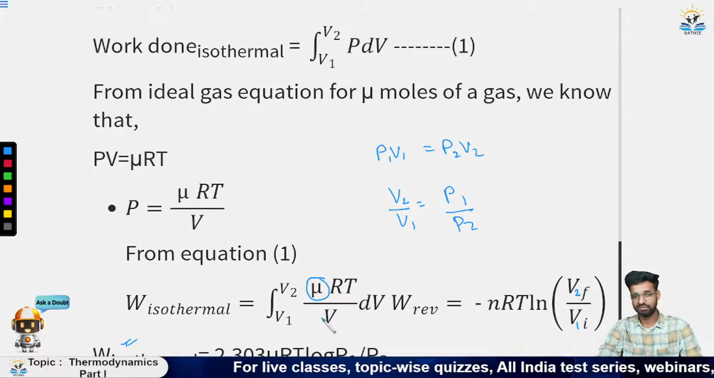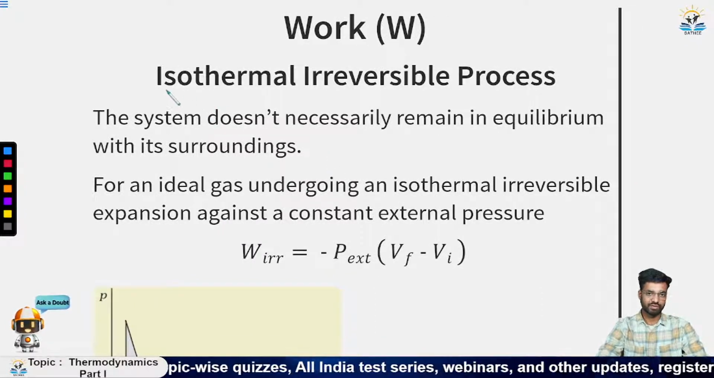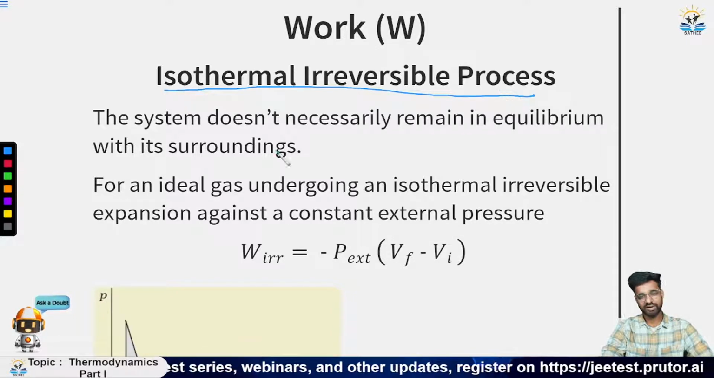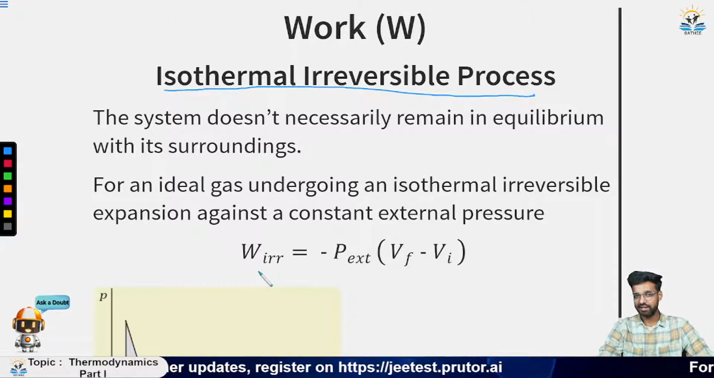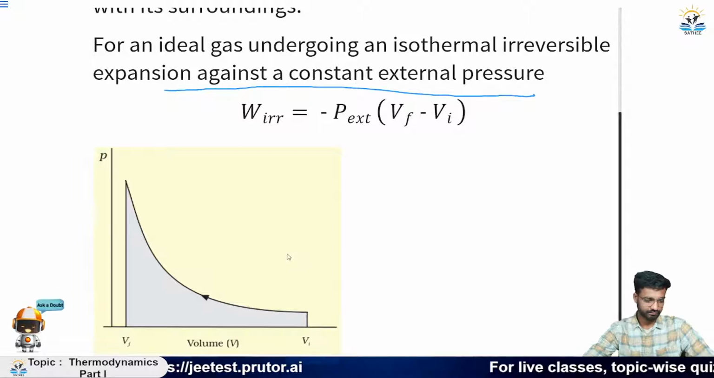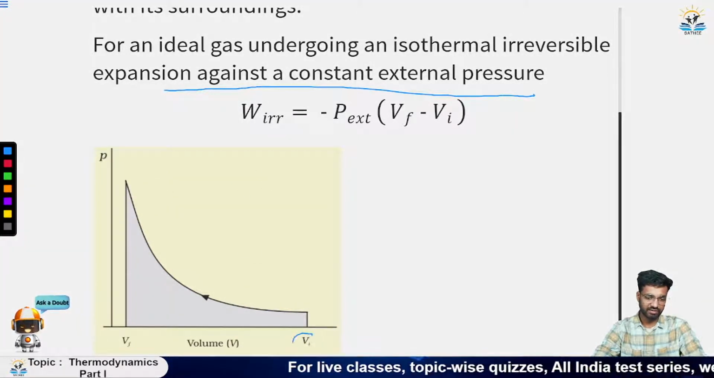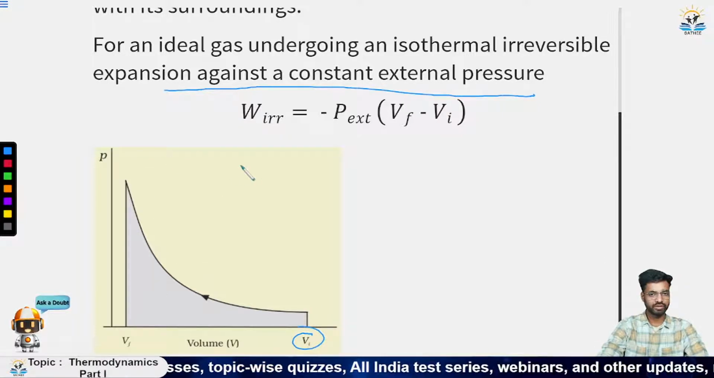Okay. Now we'll take an isothermal irreversible process. What happens in an irreversible process? We move directly from one state to the other, without taking any small steps. So it is like this. Suppose we are given a system at a volume of V initial, and we go from Vi to Vf in one step.